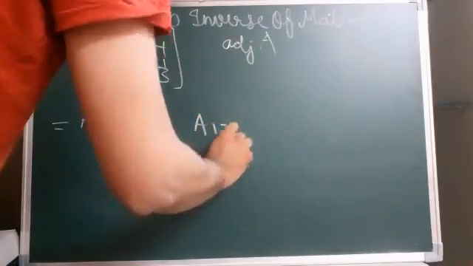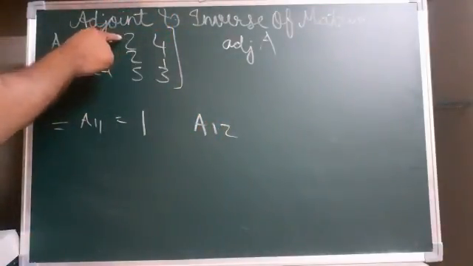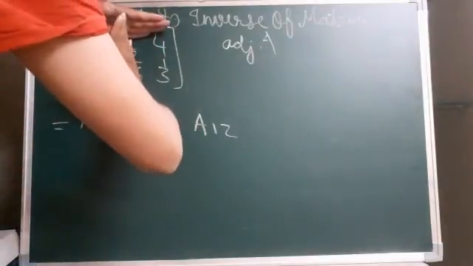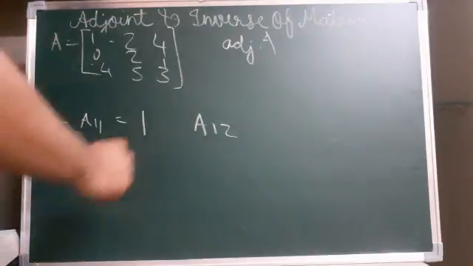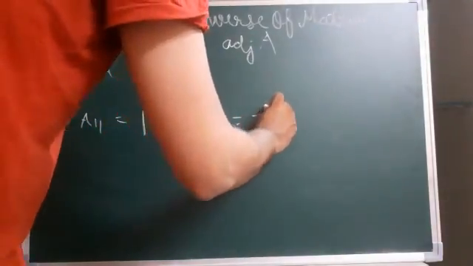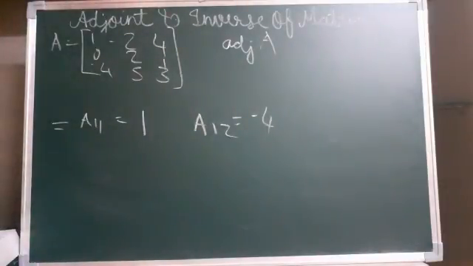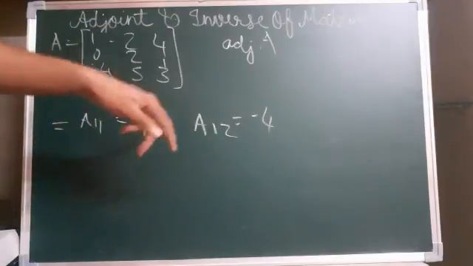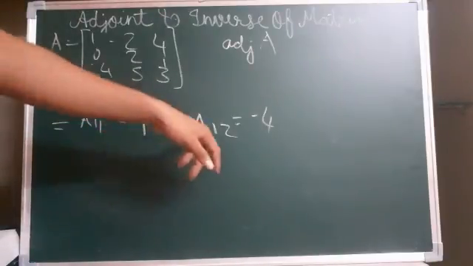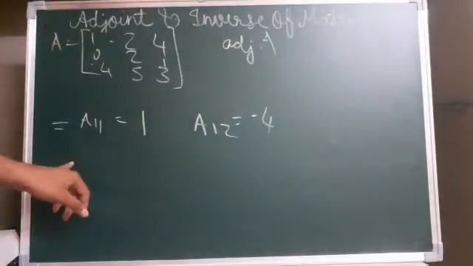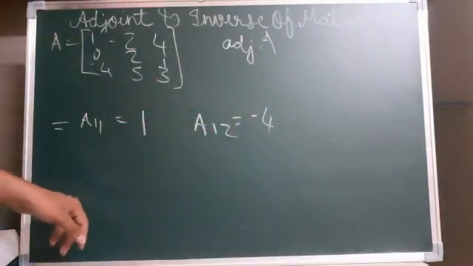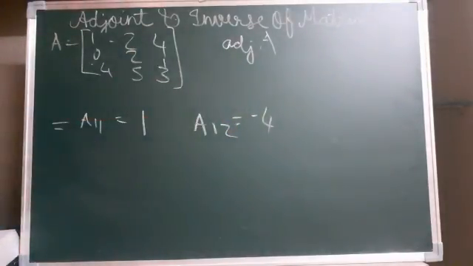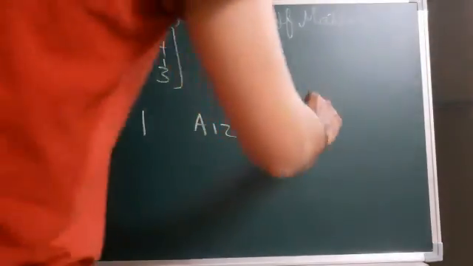For A12, what will we do? This is A12. So we'll hide this row and this column, then cross multiply and put a minus sign. A12 is minus 4. And we have also seen that the signs alternate between plus and minus. This is plus, this is minus, this is plus, then minus, plus, minus, then plus, minus, plus. So like this we'll find all the cofactors.